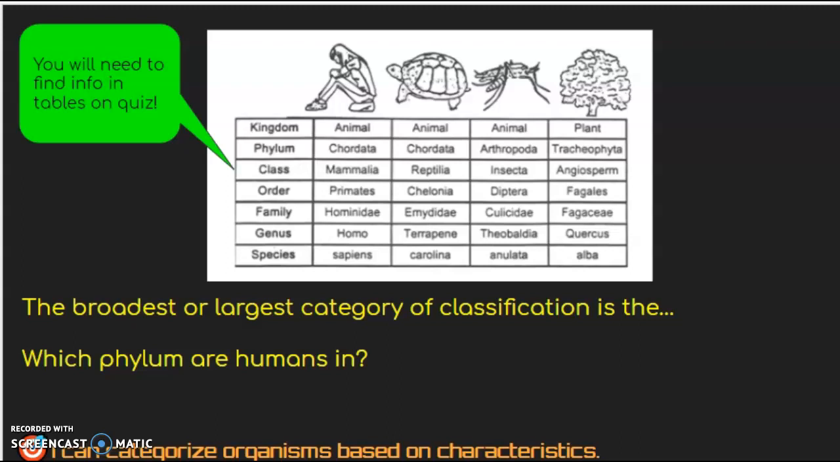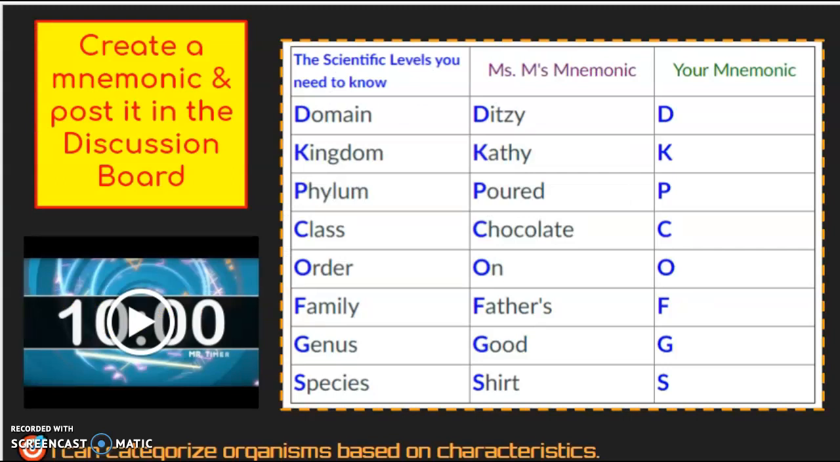And then which phylum are humans in? And so you would read the headings and look at the pictures and then play like, what's the game where you blow up the ships, where you go across and down, use coordinate graphing, to use a math term, to figure out which phylum humans are in. Then, the next thing in the discussion board, you'll create a mnemonic. A mnemonic is just a fancy word for a memory device.